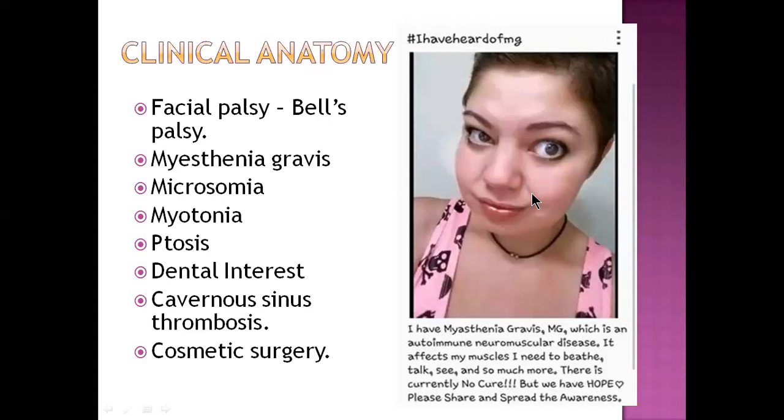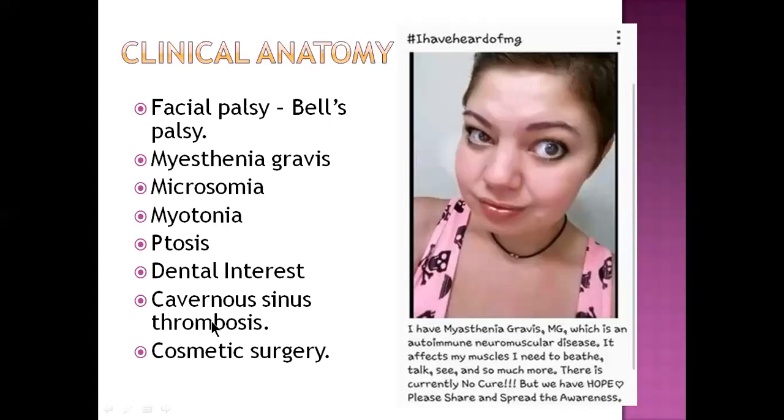And these facial muscles are of interest to the dentist because they need to do the dental extraction or they need to repair fracture of the mandible and all. The facial-maxillary surgeons should know about these facial muscles. They know very well about these facial muscles.